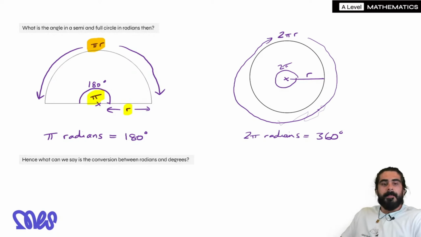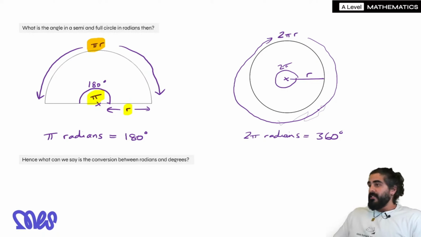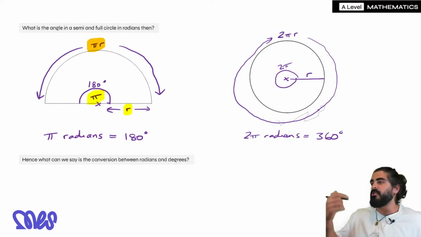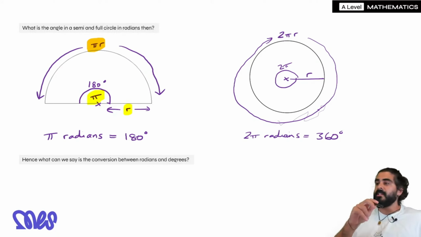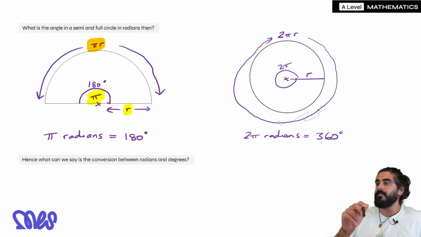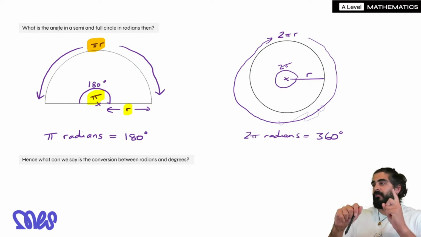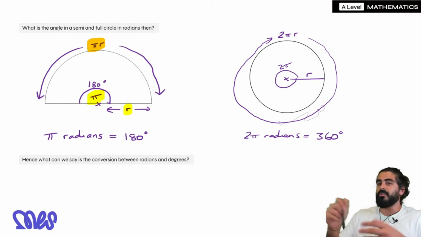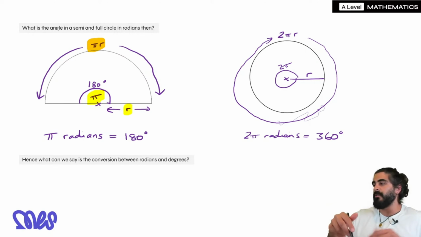Now, what can we say then is the conversion between radians and degrees? Well, essentially, we just need to know what the conversion is for 1 radian. Do you know when you do currency conversion, if you want to know what pounds is in euros, you always need to know that 1 pound is, I think right now, €1.18. So you always need to know what the value of one of something is, and then you know the conversion. So if I said, what's the value of 10 pounds? You just times it by 1.18, right?